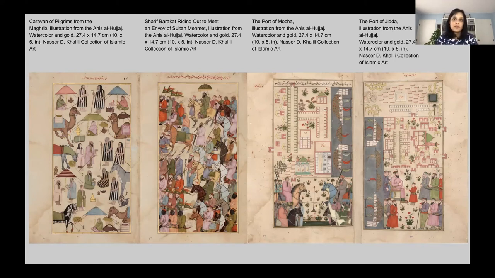And so here you're seeing four different pages from different versions of the manuscript displayed. On the left, you see stacked perspective, it's what we call when people are sort of put on top of each other, but that's really to show recession of space. Different folks who are engaged in conversation with each other, who's sitting under a tent space. You see these lovely camels. In the painting next to it is a sort of a retinue going to meet the Ottoman Sultan, because at this particular time, the Ottoman Empire was in charge of the holy cities of Mecca and Medina.